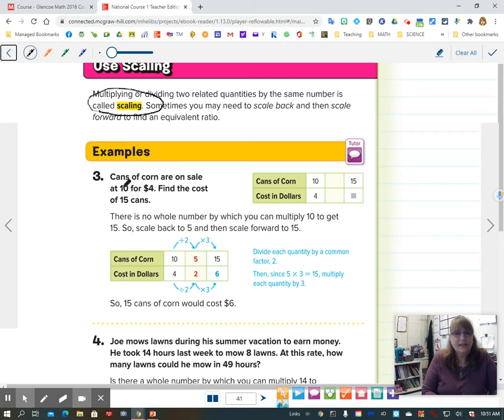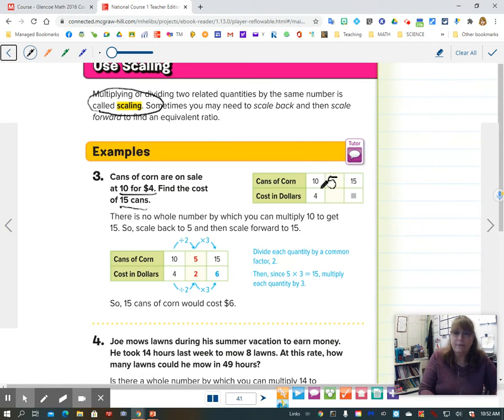So what we can do with this, we're looking at, there are 10 cans of corn for $4. We want to find how much it costs for 15 cans. The problem here is that we cannot take 10 times anything and get 15. So we need to look at 10 and 15 and find something that works to put in the middle there. Make it maybe a little smaller so that we can use it as a middle ground. So 10 and 15 are both divisible by 5, right? So we could put 5 in the middle and see how that works.